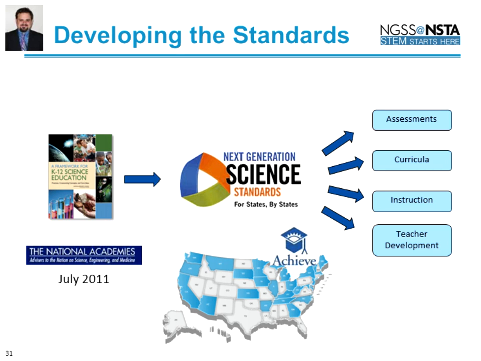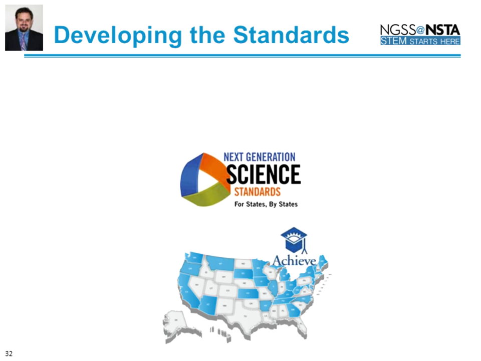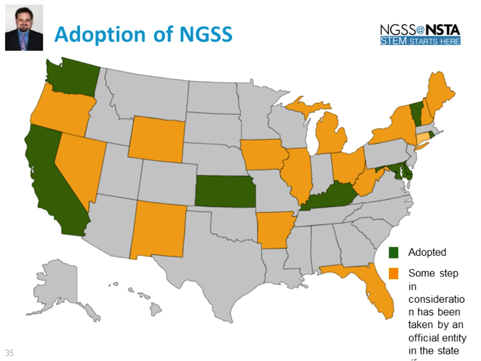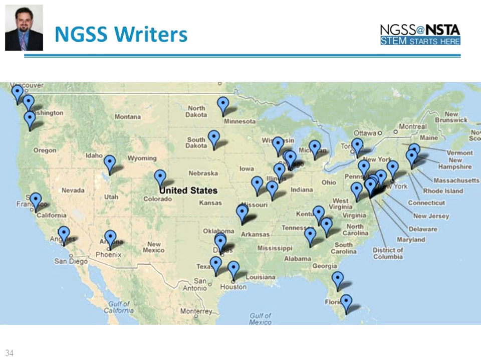So all of that was outlined in the framework, and then you have the standards themselves. The standards were developed by a group of 26 states working with Achieve to sort of organize the whole process. Here are the list of the lead state partners who were involved in making that. There were 41 writers spread across the country. That gives a little dot for each of the writers of NGSS. About half of the writers were teachers at the time they got involved in it. Some of them have moved on to other positions in their districts, but that was their starting point.